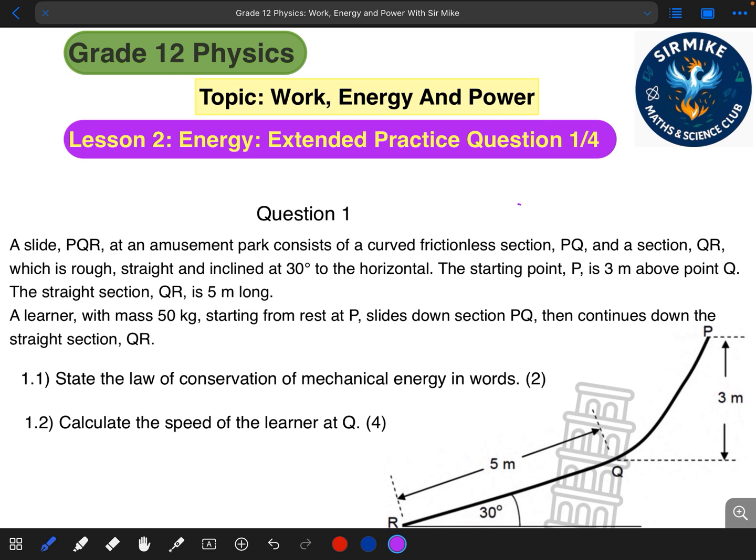For question 1, they say that a slide PQR at an amusement park consists of a curved frictionless section PQ and a section QR which is rough. They're telling us that this surface is actually a curved surface.